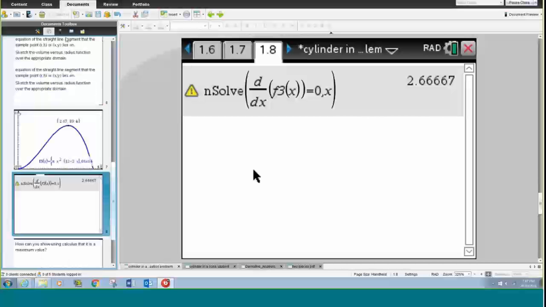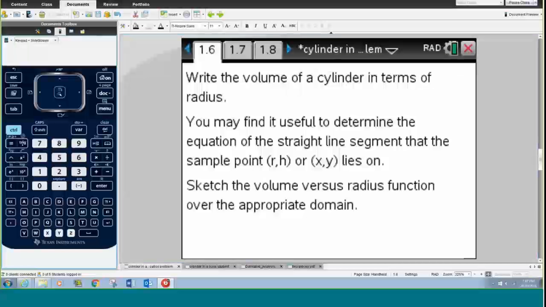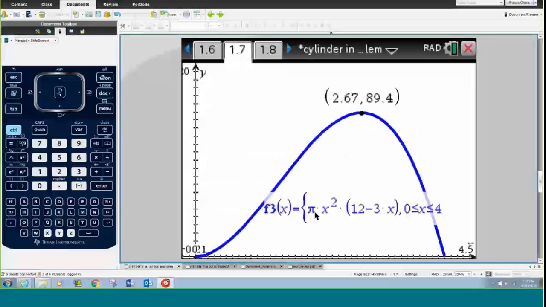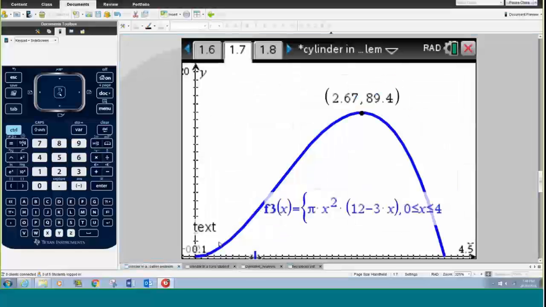now we actually want to use calculus. Write the volume of a cylinder in terms of radius only. There is a hint here you might find useful: determine the equation of the straight line first, and you would do that in class. Of course that is the formula, pi x squared times 12 minus 3x. If you get them to calculate 12 pi and 3 pi, you can refer to the values which they had here, which are actually minus that and that, which matches. So then they would know that they got the right answer.